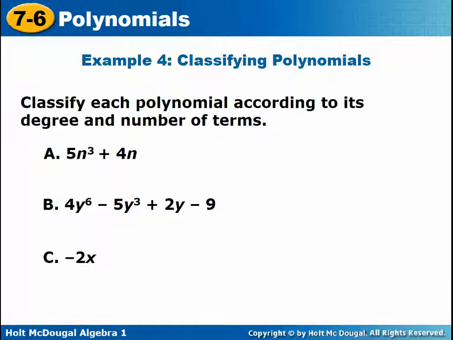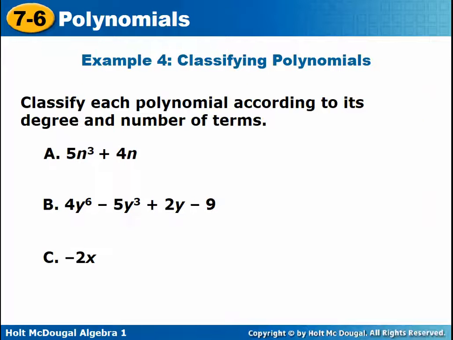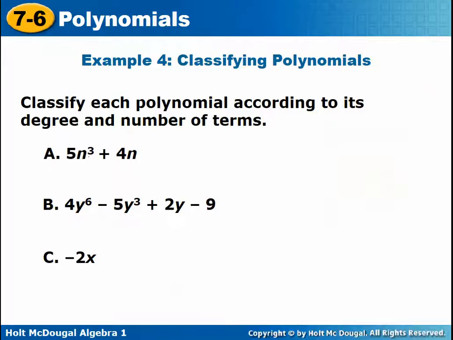So 5n to the third plus 4n. It has two terms, so it's a binomial. It also has, let's see, what is the degree? The degree of this polynomial is 3. Remember, we just used the greatest of the degree of each term, and that's 3. So that is a cubic. So you would say for this first problem that it is a cubic binomial.